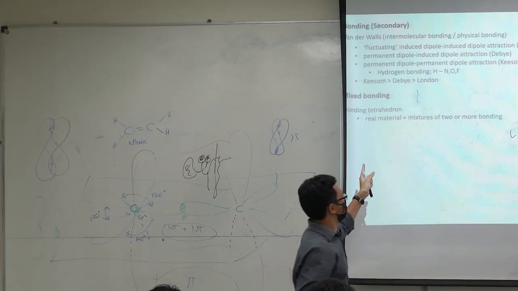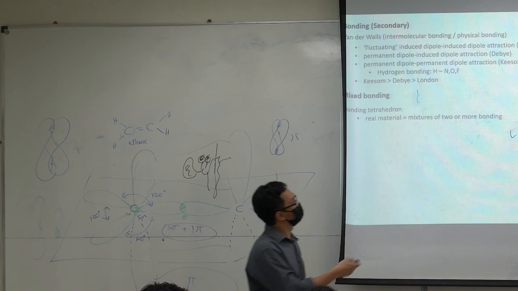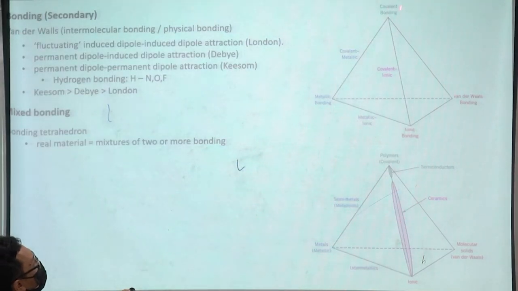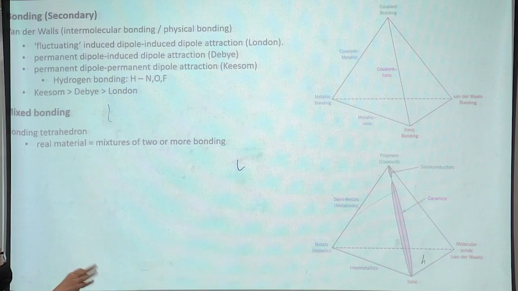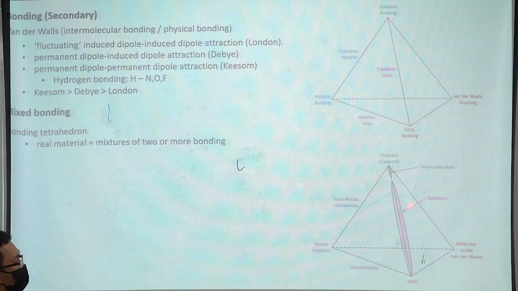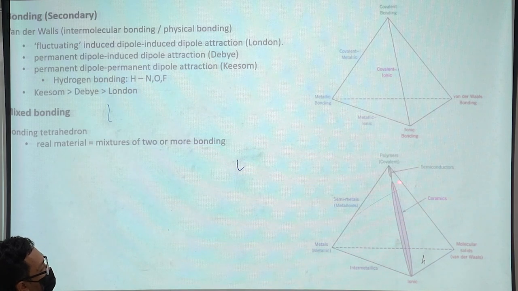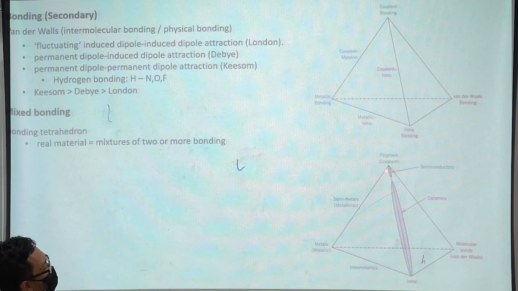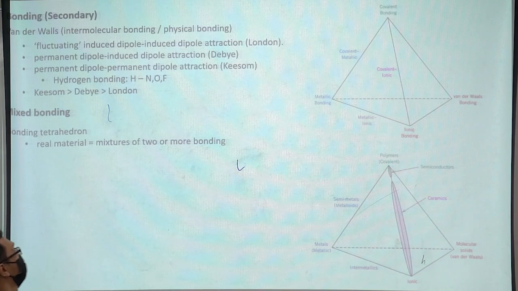In real life, in real materials, there is a mixture of two or more bonding types. You can see here, let's say you put covalent bonding at the top, ionic here, van der Waals here, metallic here. This is what we call the bonding tetrahedron, just to show you that there are four bonding types. So in real life, think in terms of mixtures. For example, ceramics are mostly ionic, but there is some covalent. For polymers, they are covalent and also have some ionic properties. So in real life, they are a mixture of two or more bonding types.